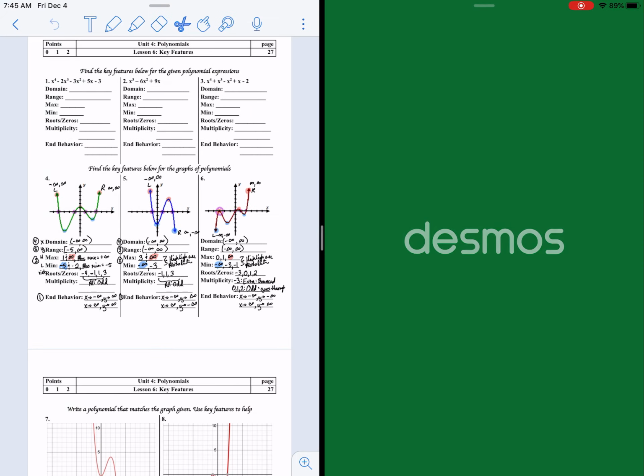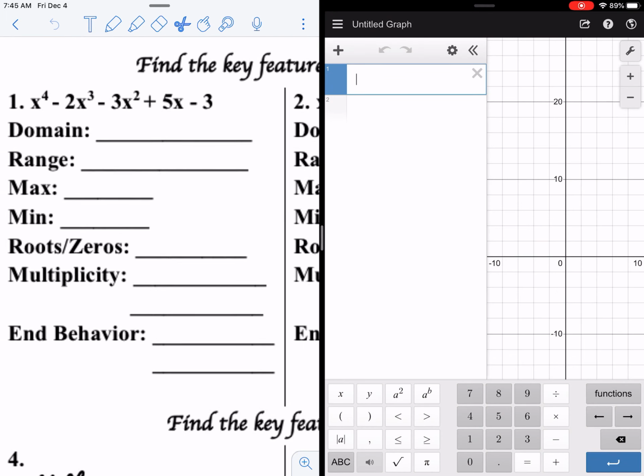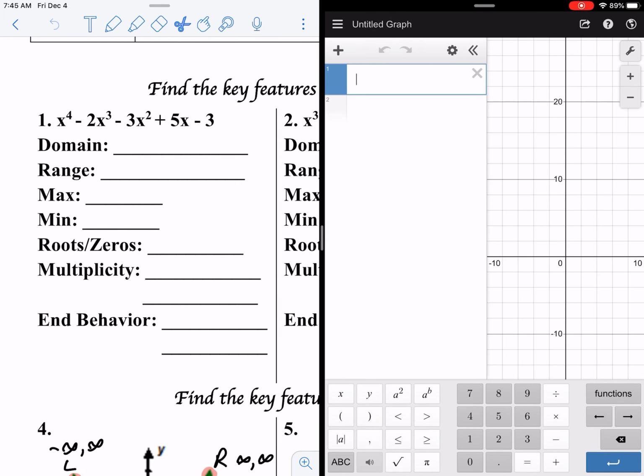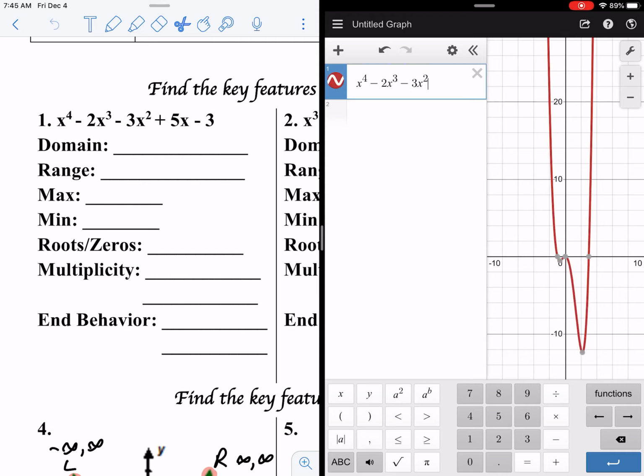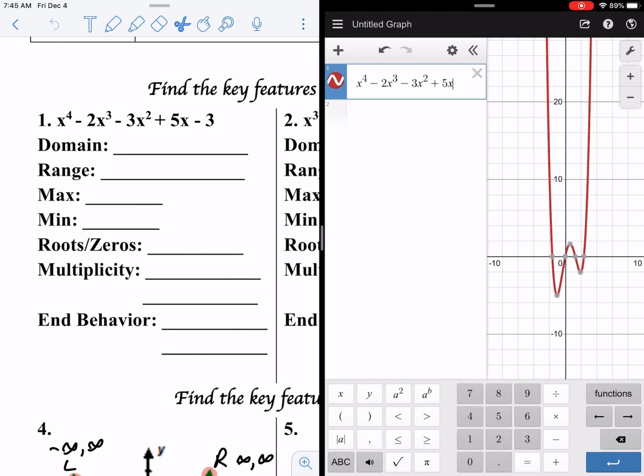So it's going to immediately go to Desmos, and all of this work is going to be done through Desmos. So x to the fourth minus 2x cubed minus 3x squared plus 5x minus 3. In these situations, I don't worry about putting a y equals because I'm not given one. You can, it's not going to make a difference.